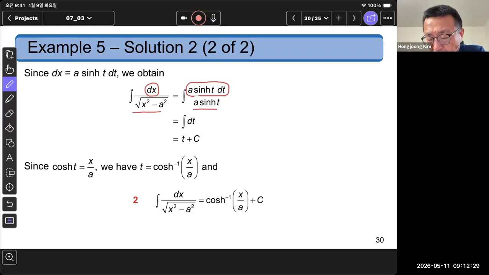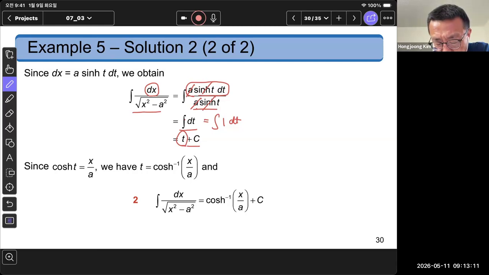Now, a can be cancelled and hyperbolic sine t can be cancelled. So the integrand will be just 1. If you integrate 1 with respect to t, then you get t. So you get t plus c, okay? But that is introducing a dummy variable t. What I want, as I said multiple times, is some expression in terms of x variable, not t.